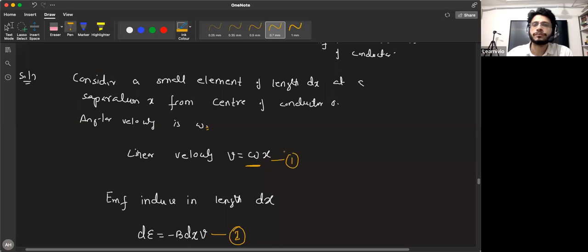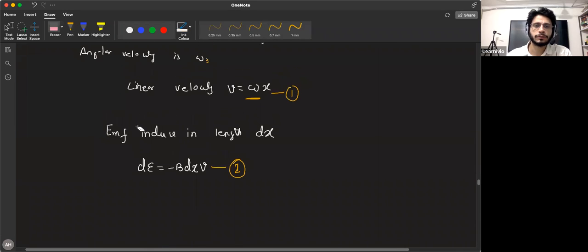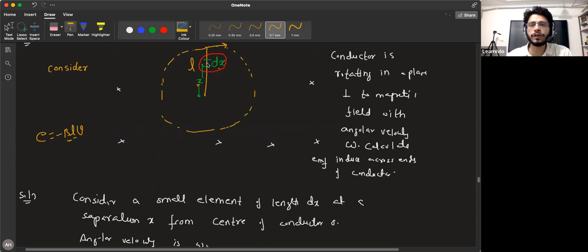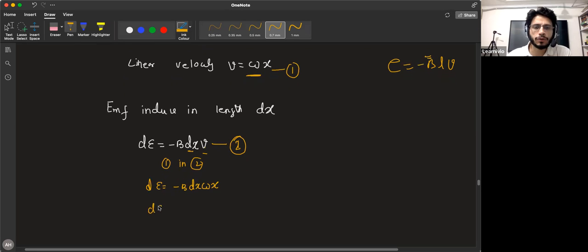Is it clear? Yashika, Noha, is it clear? You got the induced EMF equation. Induced EMF is minus of BLV. The strength of the magnetic field is B. The length of the conductor is dx because we are calculating for dx length only. So instead of L, I put dx, and V I put V only. Then I can substitute omega x for V. I put 1 in 2, so dE is minus of B into dx into omega x. We get the induced EMF as minus of B omega x dx.